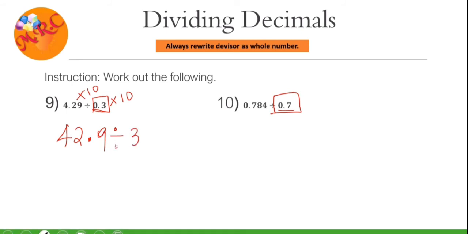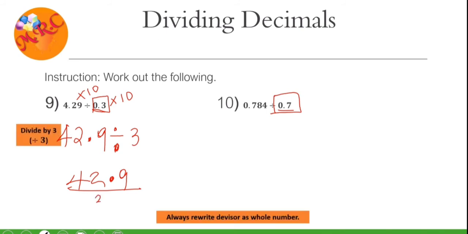Now that I have my divisor as a whole number, I can go ahead and use my fraction method. So it's 42.9 divided by 3. Good. 3 into 4 goes 1 time, remainder 1. The 1 goes with the 2, that now becomes 12 because I just added a set of 10 to the 2. So 3 into 12 goes 4 times. I am crossing over the decimal point to the 9, so I need to put my decimal point right here.